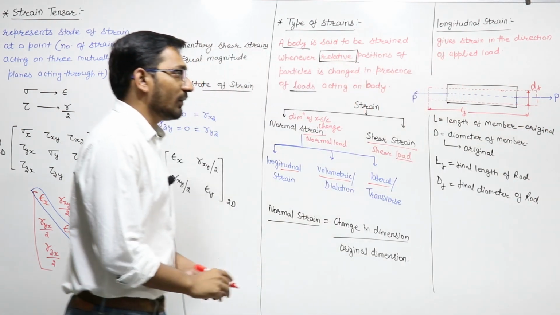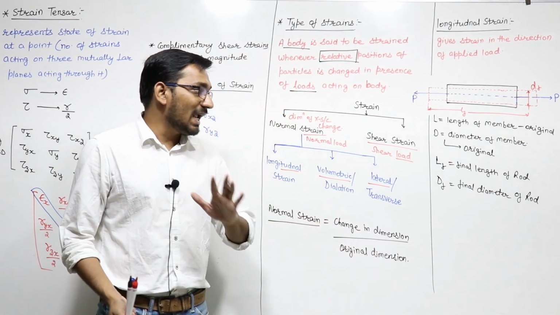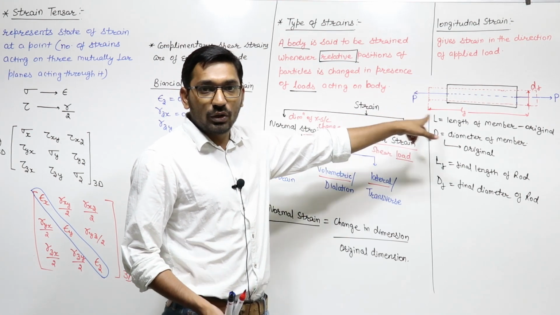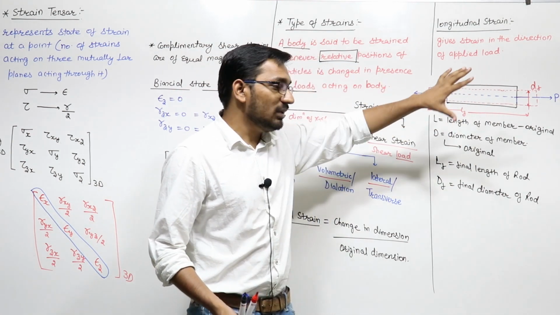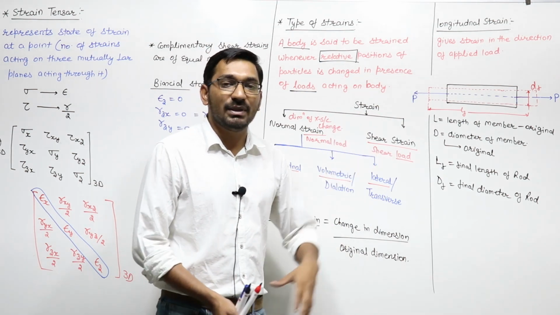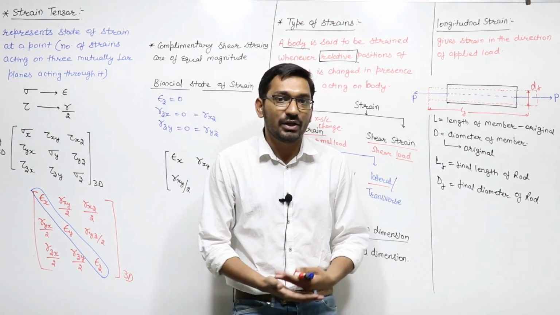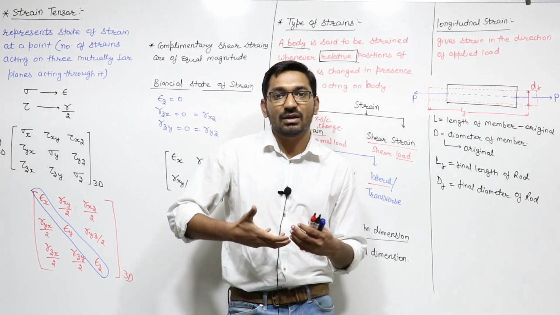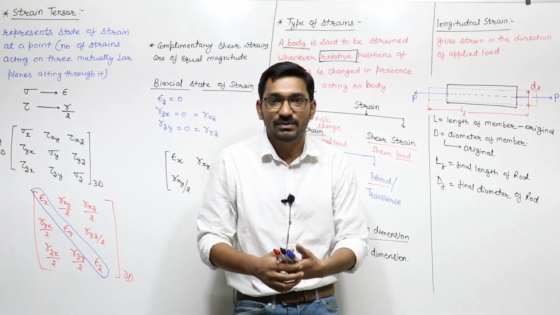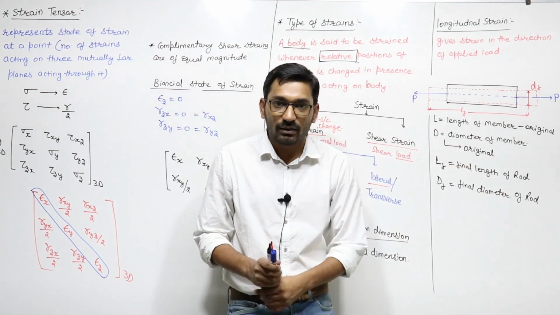So we have the normal strain as the change in dimension upon original dimension. Just take care here: because of the normal load, two dimensions are changing. Length is increasing and diameter is decreasing. So we have two strains from here. One is the change in length upon original length, and the other is the change in diameter upon original diameter. Both of the strains are normal strains because they are because of this normal loading.